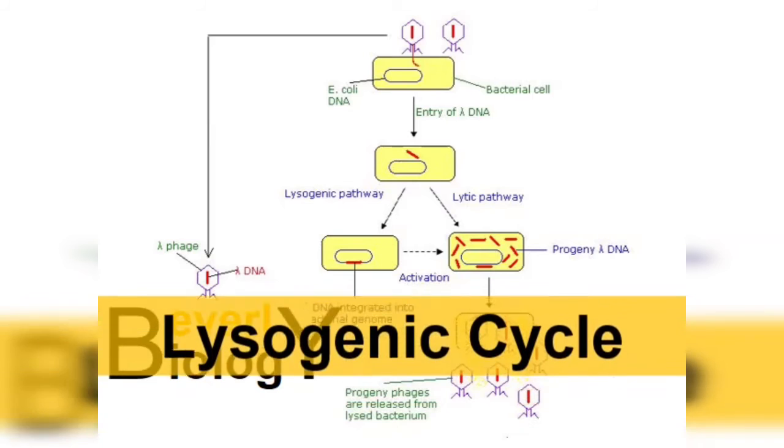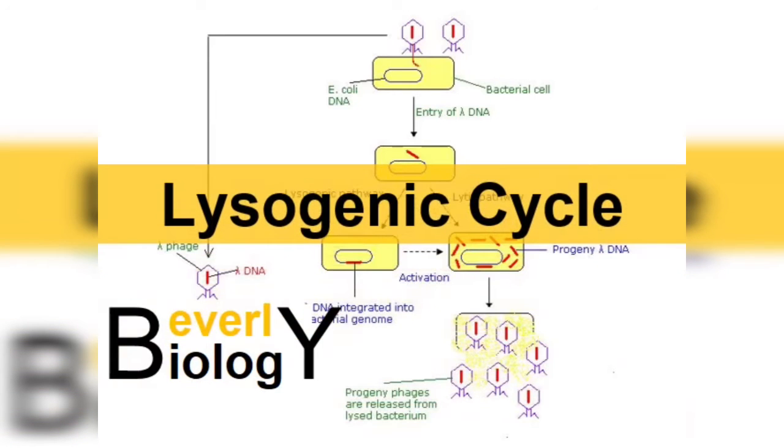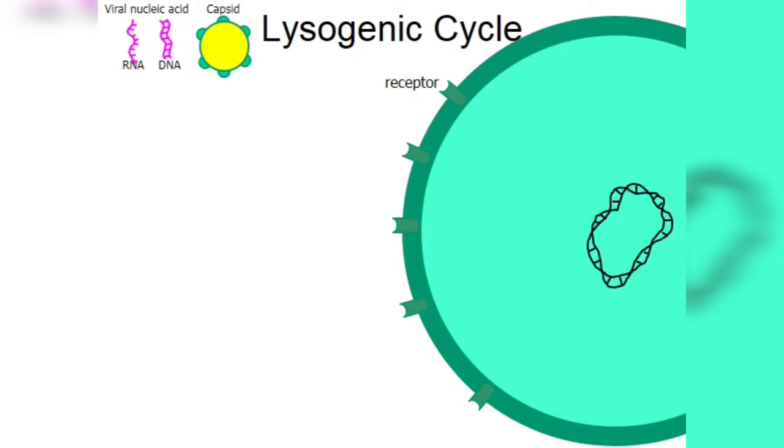Okay, so in this video we're going to discuss viral replication following the lysogenic cycle. So let's go ahead and get started. When we get into the steps of the lysogenic cycle, we can really break it down into 5 stages. And we're going to call the first one the attachment stage.